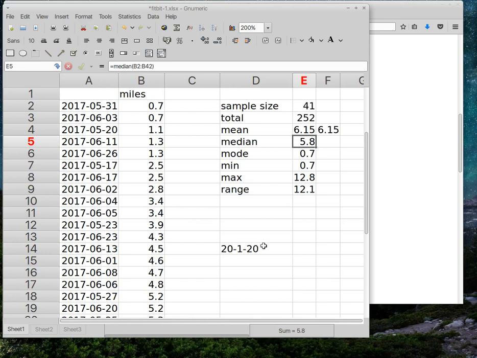What about the mode? The mode is the number that occurs most often. And if you remember, Excel used to say the mode was 2.5. Now it says it's 0.7. The reason is Excel will only return one mode if there are many of them. For example, here we have 2 0.7s, 2 1.3s, 2 2.5s, 2 3.4s. There are a lot of modes. Excel will only return the first one that it finds, and since we sorted them now, the first one it sees is this 0.7. So it's saying the mode is 0.7. But in fact, there were really several modes.